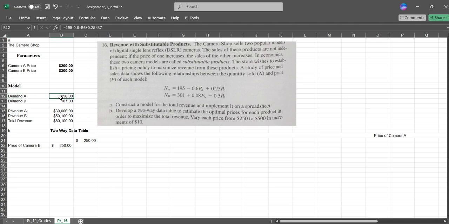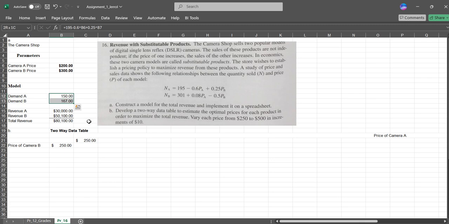Here we have set the formula where we have 195 minus 0.6 multiplied by the price of camera A plus 0.25 multiplied by the price of camera B. In the same way, we have 301 plus 0.08 multiplied by the price of camera A minus 0.5 multiplied by the price of camera B. So we now have the quantities demanded for camera A and camera B.